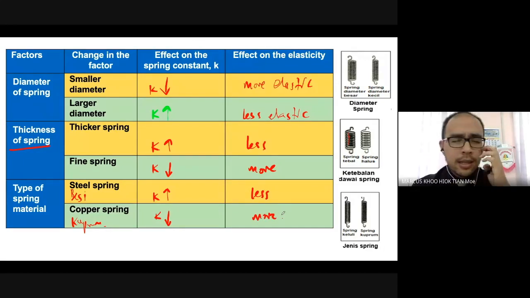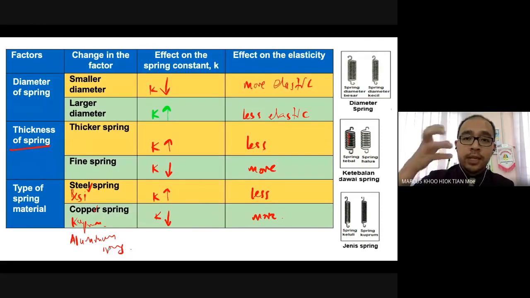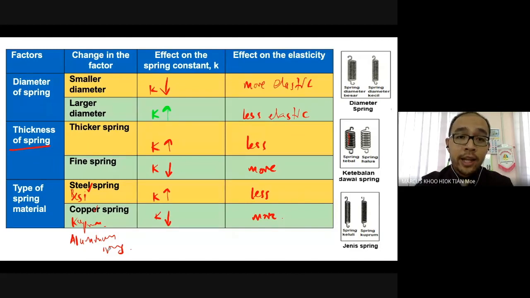Okay, you know what? Let's do one more kind of metal. This is a more common metal actually. Selain daripada steel, which is besi, and copper, which is cuprum, there's another kind of spring which actually has an even smaller spring constant, which is the aluminium spring. Do you guys know aluminium? Like our tin can. Kalau kita punya minuman tin, kebanyakannya adalah aluminium.